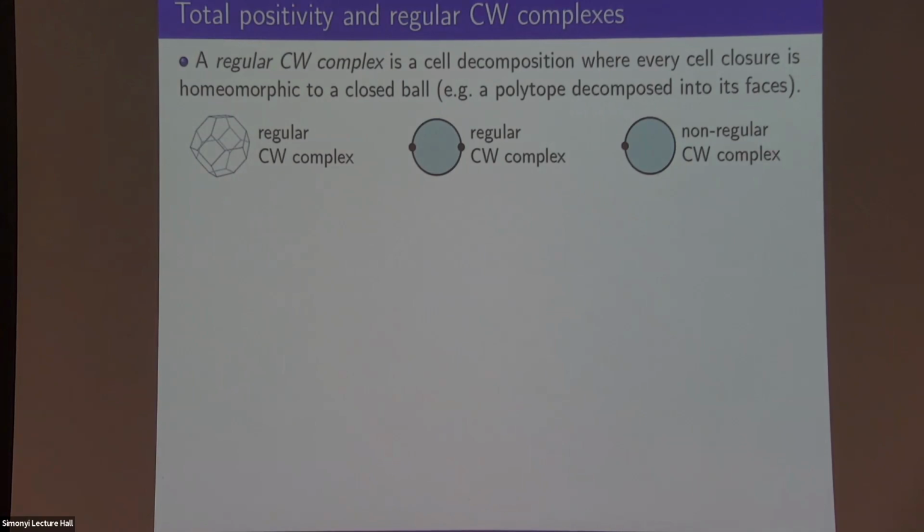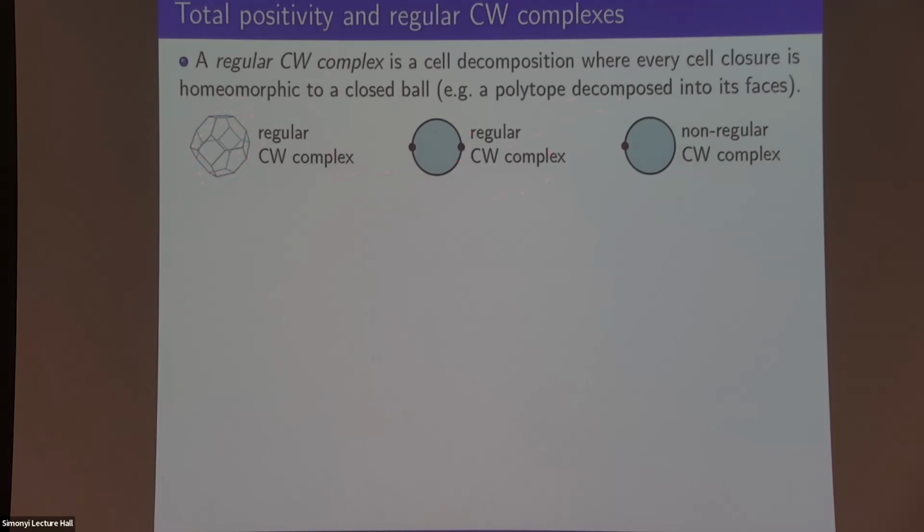And it has to do with regular CW complexes. So a CW complex is some sort of cell complex, and regular is an additional property. But how you can think about it essentially is that it's a cell decomposition. So a partition of a space into open balls, such that the closure of every cell is homeomorphic to a closed ball. And in combinatorics, the prototypical example of this is a polytope, where the cells are the open faces, and the cell closures are closed faces, which are closed balls.